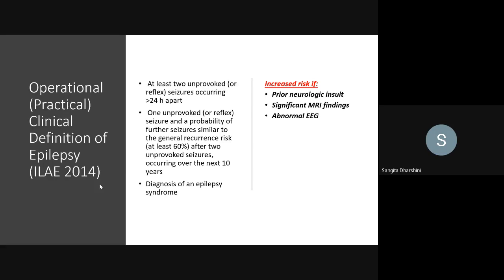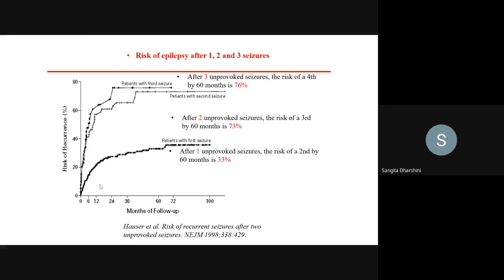So why do we wait for 2 seizures in the setting of no EEG? We know it's an adult study, but we generally quote this study. After 1 unprovoked seizure, the risk of a second seizure at about 60 months is 33%. But after a patient has 2 unprovoked seizures, the risk of a third seizure at 60 months is almost double, 73%. And this doesn't increase much after the 3rd unprovoked seizure, because the risk of a 4th unprovoked seizure would be about 76%. Hence, most of us use 2 unprovoked seizures with normal EEG and everything normal to call this child epilepsy, because we know the risk of getting more seizures would be higher.